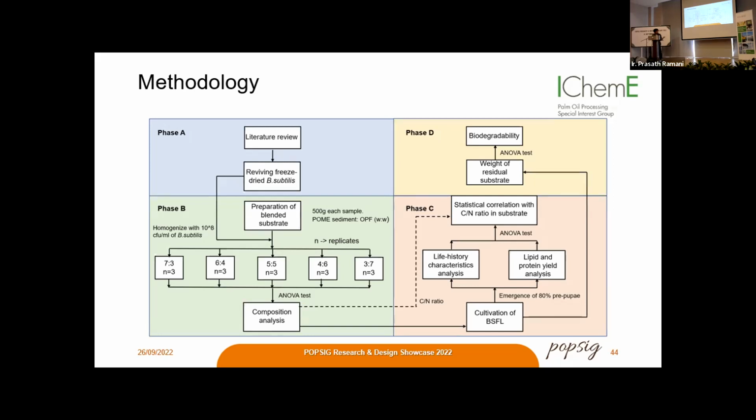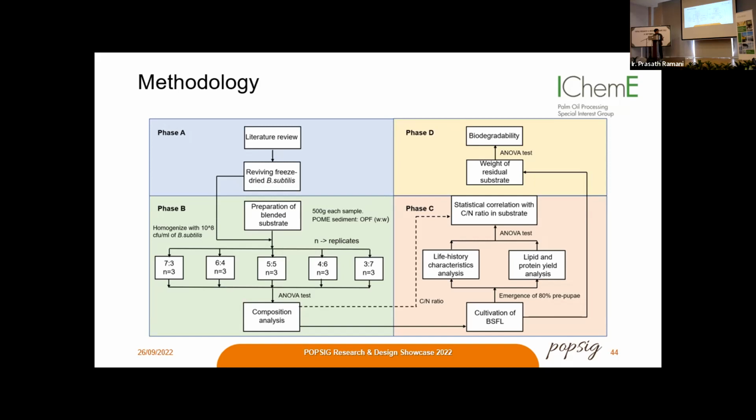And then in phase B, we will start to prepare the blended substrate in different weight ratios as shown here. And all of these blended substrates will undergo fermentation by B. subtilis in an oven at 30 degrees Celsius for a day. And then after fermentation, we will analyze the composition of the substrates, and then we will get the C:N ratio.